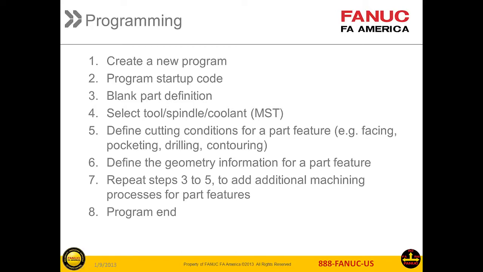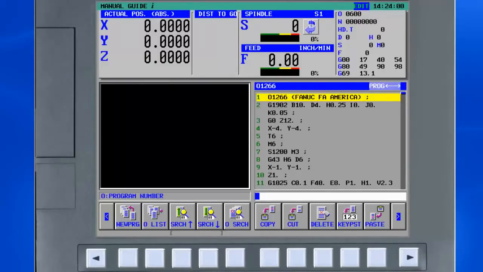And then for Manual Guide i, each cycle is a 2-part entry. First, the process cutting conditions are set, and then the geometry is set. These last 3 steps are repeated until the part is complete. And finally, we add the boilerplate at the end of the part program to finish things up. So let's move through these steps using Manual Guide i.